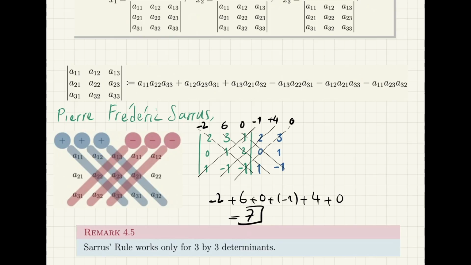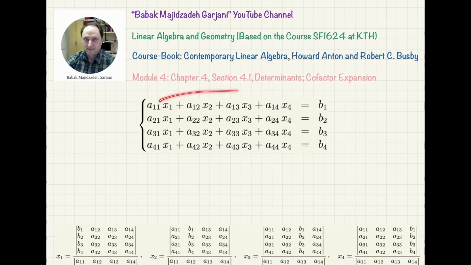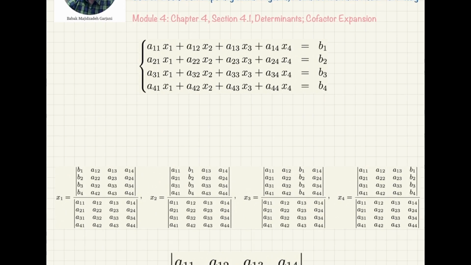For example, if I give you the following system consisting of 4 equations and 4 unknowns, then I'm sure that you can immediately guess the correct formulas expressing x1 to x4. Yes, they are actually these formulas that you see here.